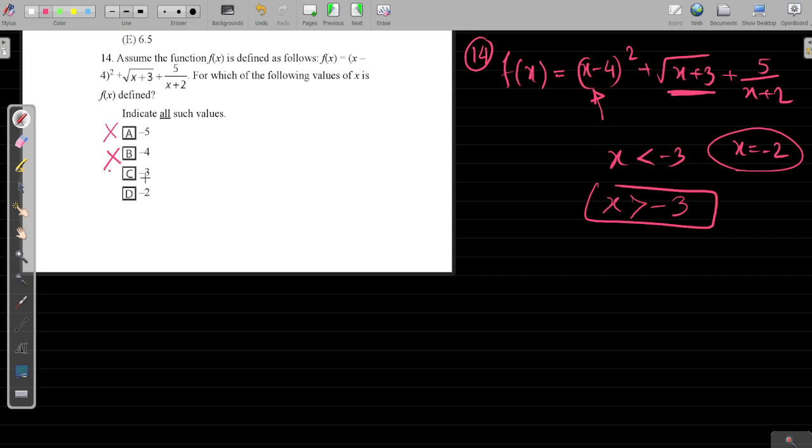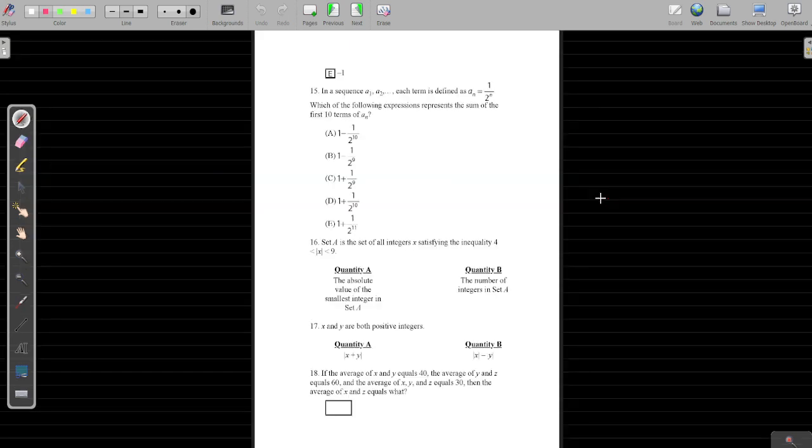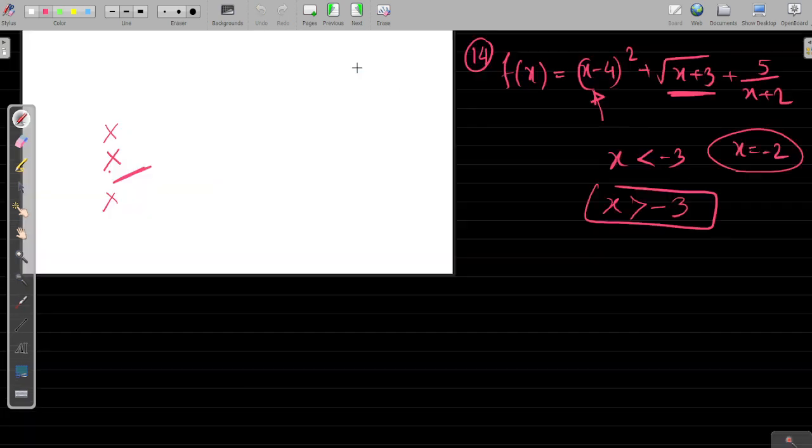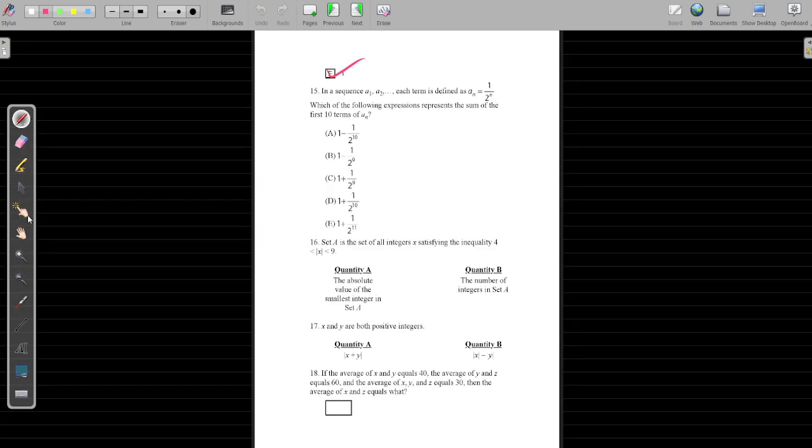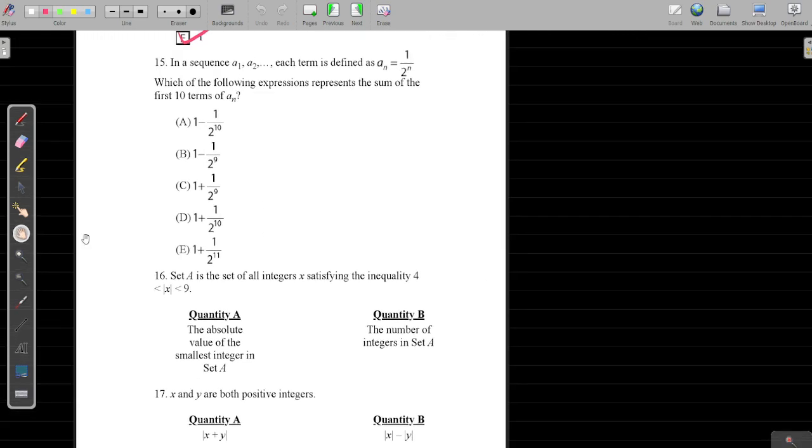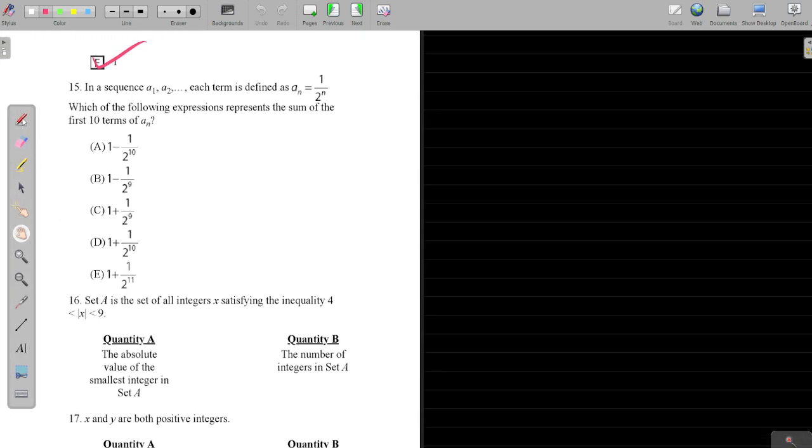You can put minus 3, because whenever you put here minus 3, then this one is 0, that's why it is right. You cannot put minus 2 because here this one is undefined. And lastly number E, minus 1. Yes, minus 1 is greater than minus 3, that's why you can put this value also. So our correct answer is C and E. Okay, now question number 15.